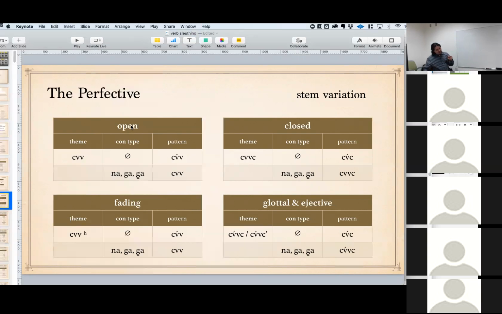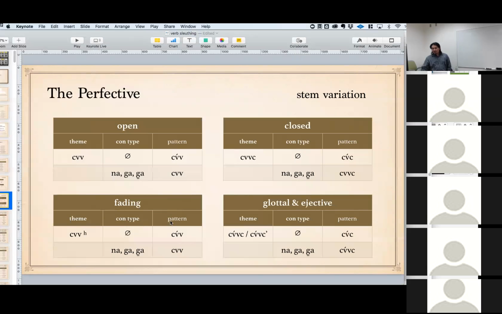So there are three things that combine and interact. The verb mode, so we're talking about the perfective, that's the mode. The conjugation type, there it is right there. It'll be in the theme itself. And then the stem type. You have open and fading, which is marked with this little H. Then you have closed, and you have closed and high, which we call glottal and ejective. Basically, if you look at the verb theme and you see a high tone, it'll never go low. That's what that tells you, right? So you have these four stem types.